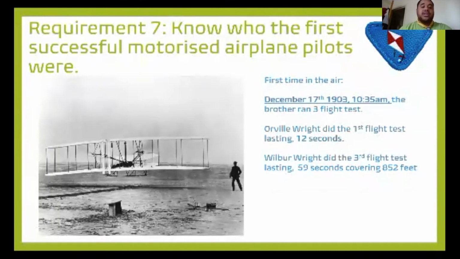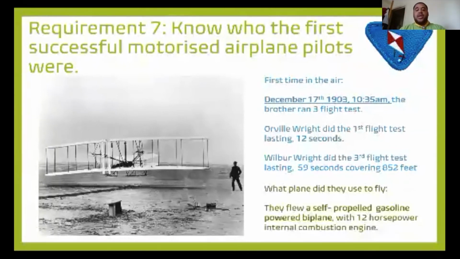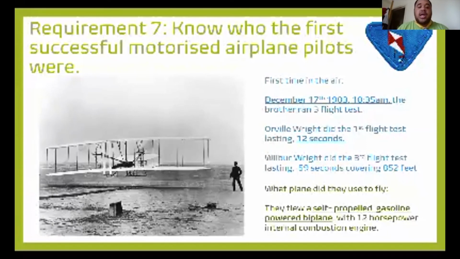So what did the boys fly? The fancy word, they used a self-propelled gasoline-powered biplane. Basically, like in the picture you see here, it has one propeller in the middle, so it's self-propelled, and they used 12 horsepower, which is not a lot, okay? But that engine was just about strong enough to keep the plane afloat.